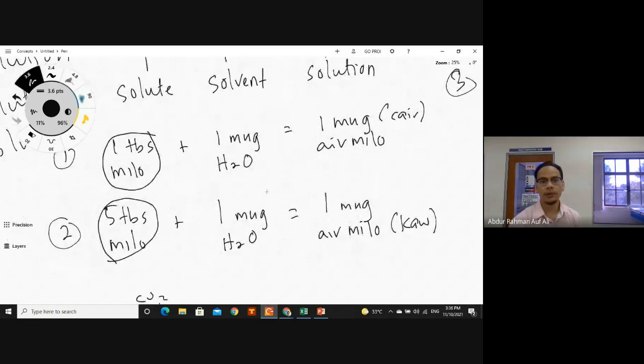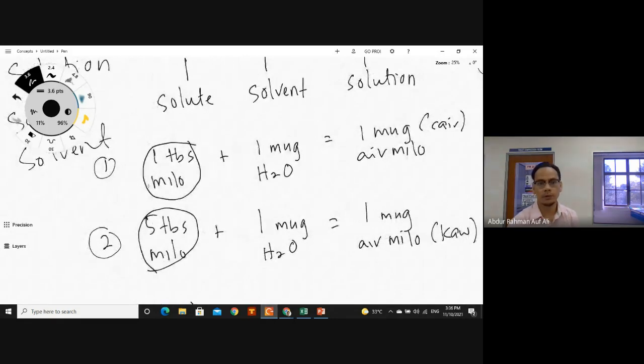Okay, so if we look at these two air Milo, nombor 1 dan air Milo nombor 2 ni. Air Milo nombor 1 ni saya letak 1 sudu serbuk Milo saja. And then bila dah mix with water, dia akan jadi air Milo yang cair, tak kau. Okay, I don't prefer air Milo yang tak kau. Okay, cair tak sedap, ceroy.